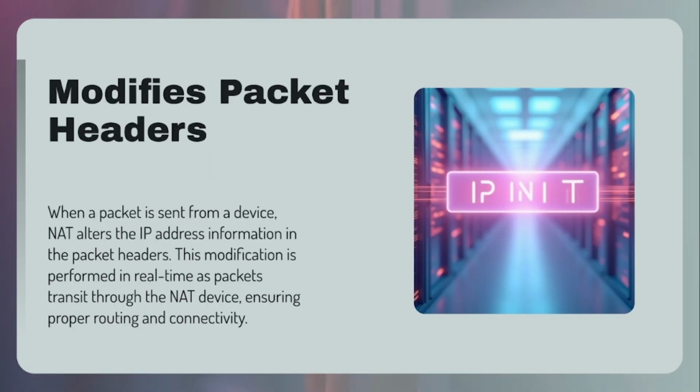Now, NAT modifies the packet headers. Yes, because the source IP address is translated in the NAT. So you're using 10.0.0.1 as the source IP of your PC. And when it hits the NAT router, it takes the public IP address that is there on the serial interface and modifies the packet header. When a packet is sent from a device, NAT alters the IP address information in the packet headers, and this modification is performed in real time as packets transit through a NAT device. So it ensures proper routing and connectivity.